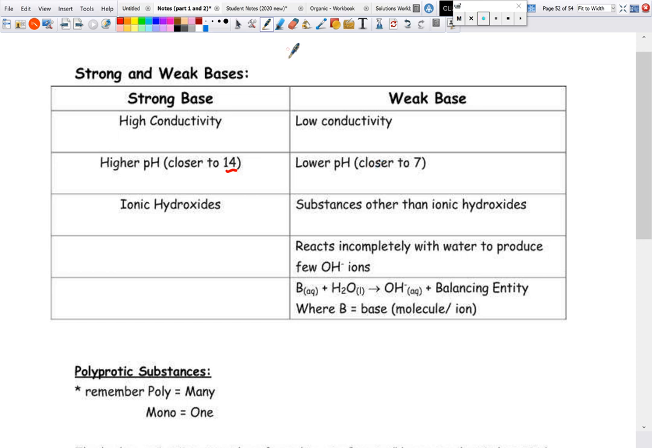Now remember, our strong bases are all ionic hydroxides or metallic hydroxides, whereas a weak base is a substance other than hydroxide ions. For example, ammonia, carbonate, sulfate, and so on. There's a bunch of different bases that can be that. For a weak base, we've seen this with the modified Arrhenius theory, a weak base needs to react with water to produce hydronium ions.